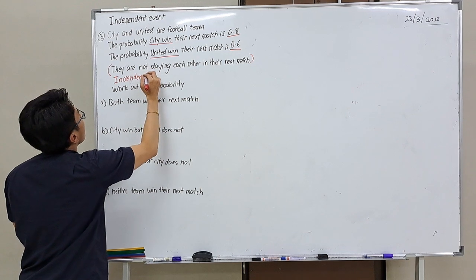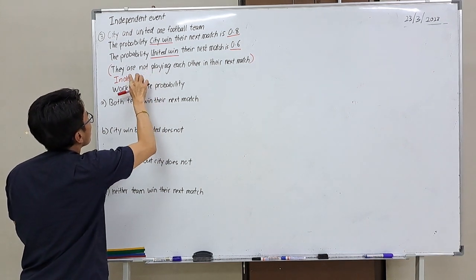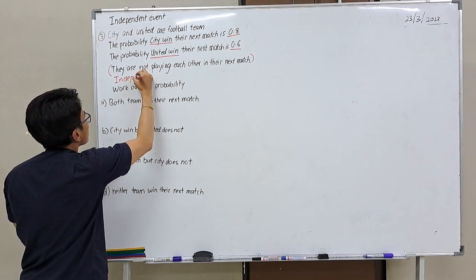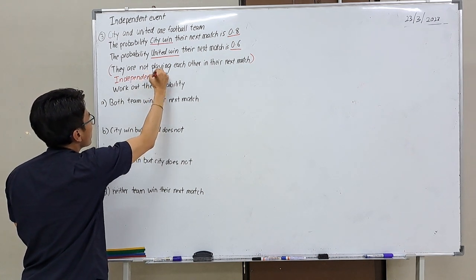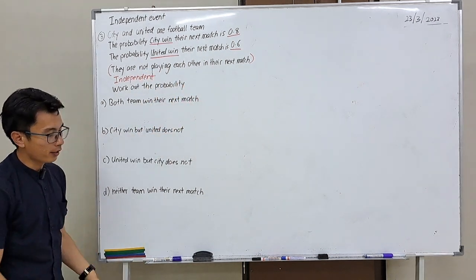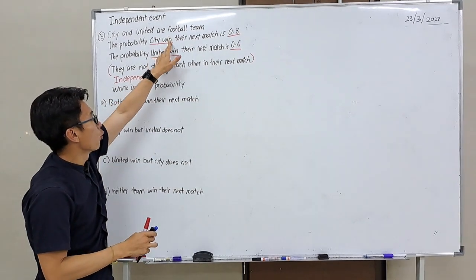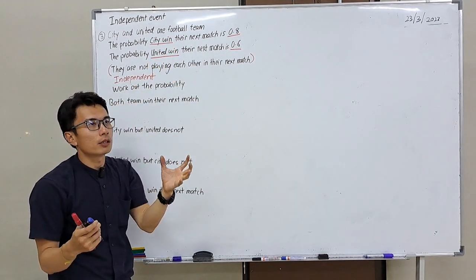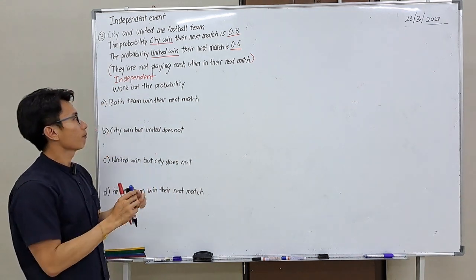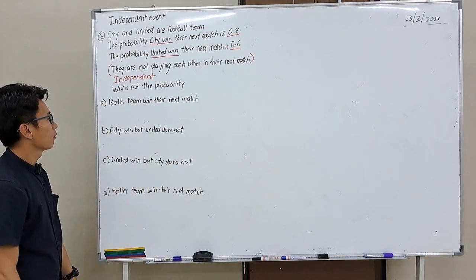Independent. Sorry. So this sentence is telling you that the events are independent. None of the outcomes are affecting their probability. All right, so let's see.